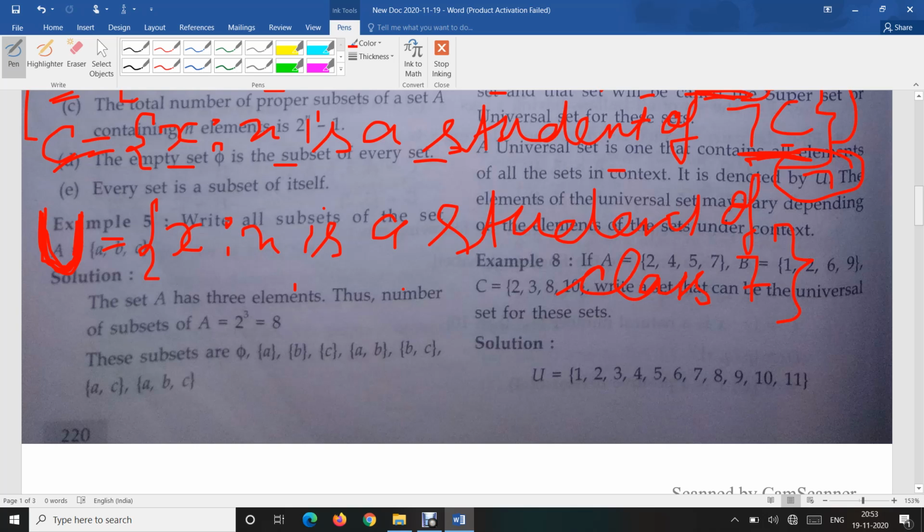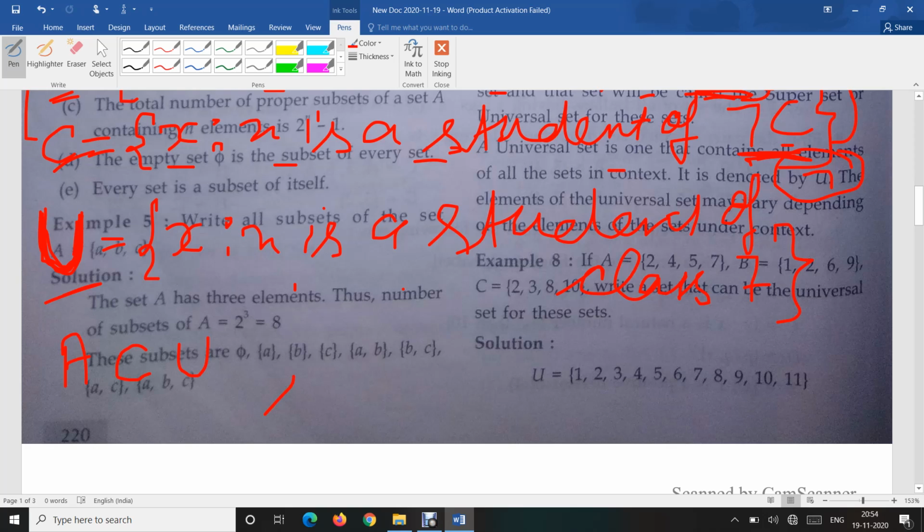Now you can write that A is a part of the universal set. We know that 7th A is a part of class 7, that means A is a subset of U. But apart from 7th A, we have 7B and 7C also in the universal set, that means two more elements, section B and section C, other than A. So we can say that A is a proper subset of the universal set.